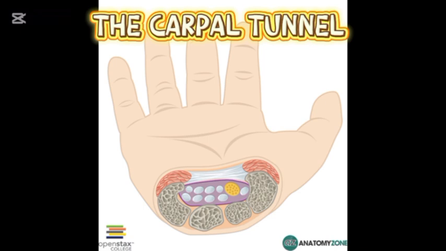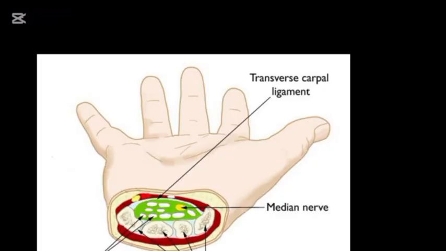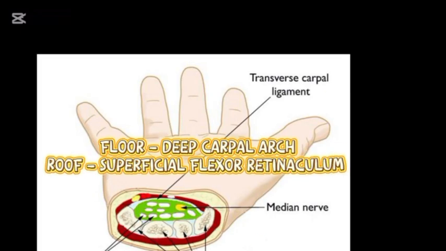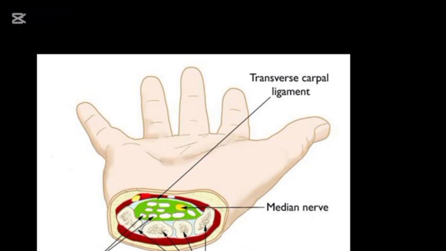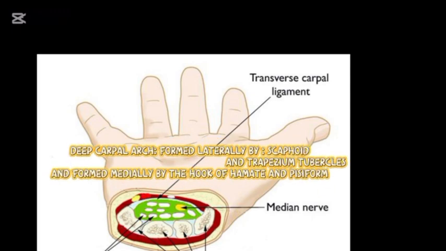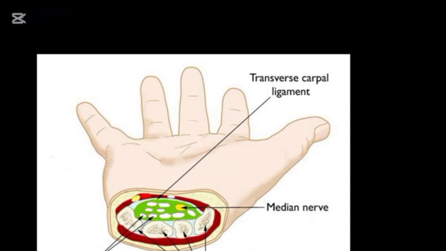The carpal tunnel is a pathway on the anterior portion of the wrist. It serves as the entrance for several tendons and the median nerve into the palm. The floor of the carpal tunnel is formed by a deep carpal arch, while the roof is formed by a superficial flexor retinaculum. The deep carpal arch is formed laterally by the scaphoid and the trapezium tubercles and formed medially by the hook of the hamate and the pisiform. Scaphoid, trapezium, hamate and pisiform are carpal bones, and it has been mentioned in one of my previous videos.